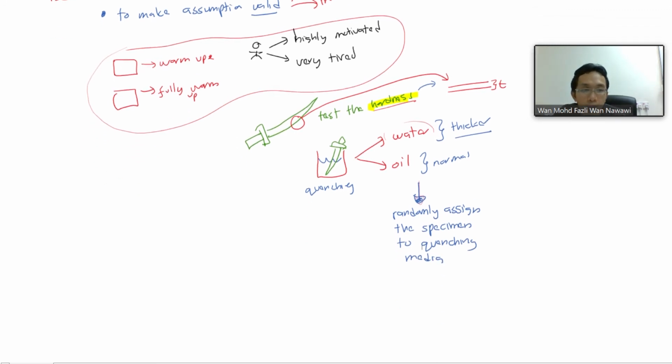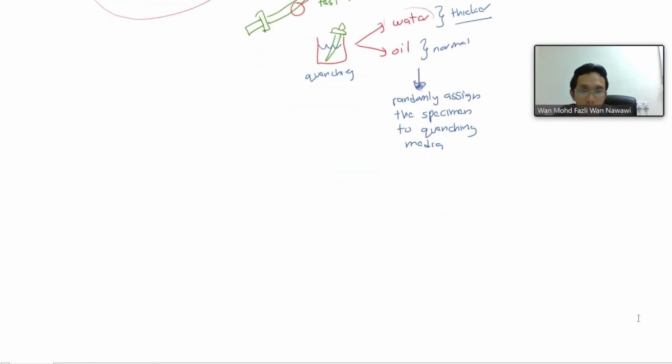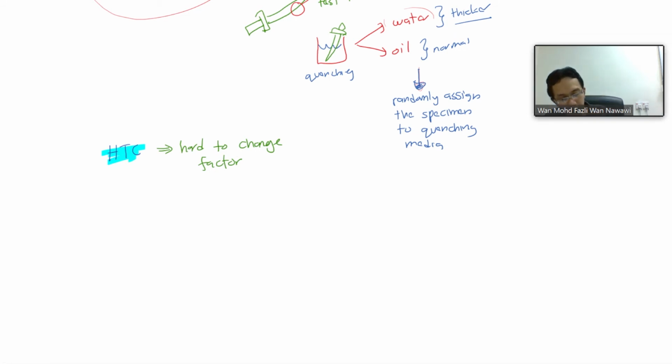But there are times when you cannot randomize. You want to perform randomization, but it can be totally inefficient or even impractical to do so. For example, you have something called HTC, which is basically the hard-to-change factor. Let me give you an example. If you found something that is hard to change, let's say, give you an example.